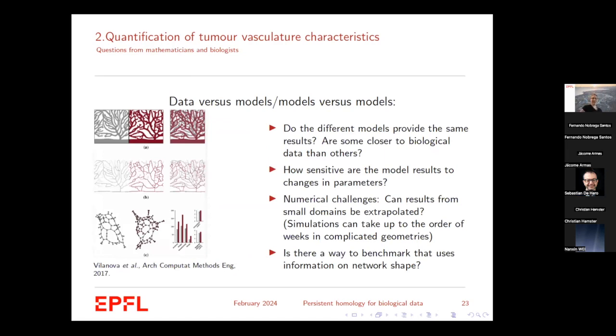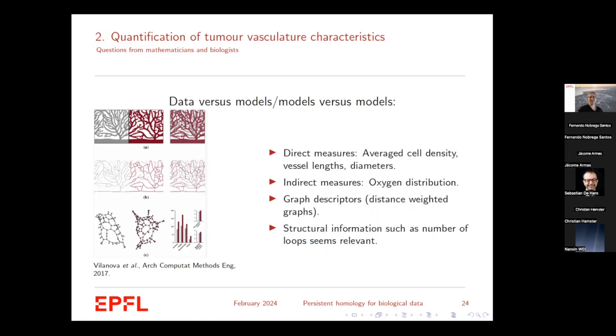And actually, there are lots of questions surrounding these models that are of interest to mathematicians. Do the different models actually provide different results, or in the end, are they all providing a similar output? How sensitive are the results to changes in parameters? And then there are numerical challenges. The simulations can be very expensive. So do we need to model this across a big domain, or can we just take a small domain and extrapolate from this? And is there a way to benchmark that uses information on network shape?